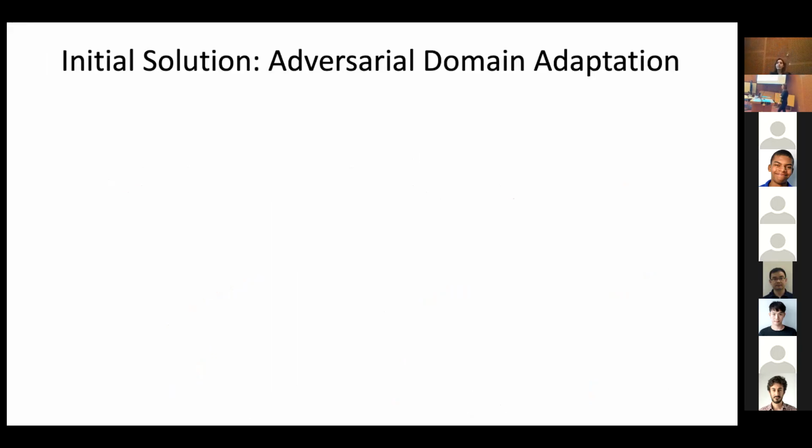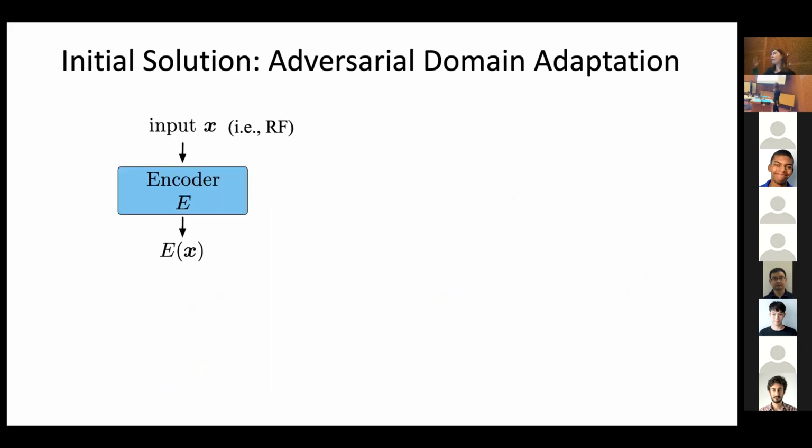So here's one possible solution. Actually, how you remove extraneous information has many different levels of complexity, but let me just talk about some ideas in this domain. One thing that we do in machine learning is something called adversarial domain adaptation. Let's say that you have an input signal, in this case RF. You have a neural network. First, the neural network tries to extract a representation of that signal. We call that an encoder. And then you have another neural network that takes that representation and predicts some metric of interest. Let's call it the predictor.